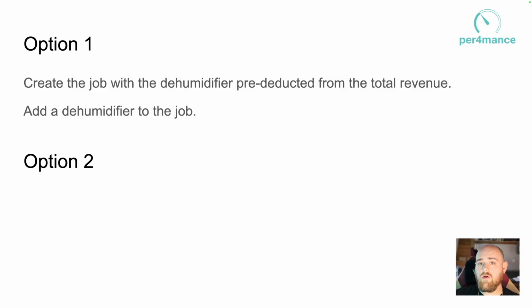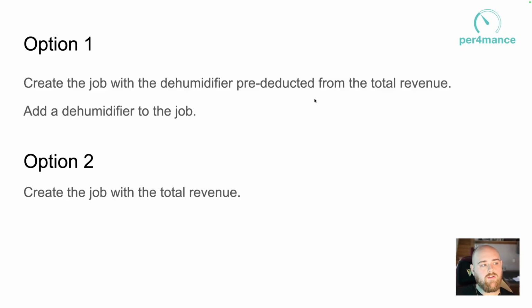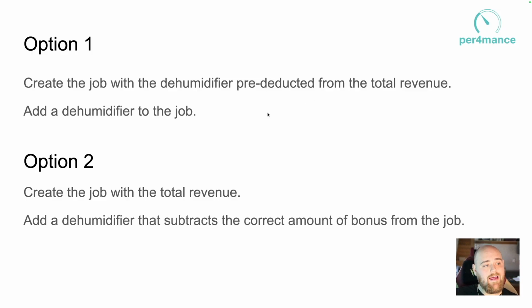In option two, we're going to work to change that, but it's a little less intuitive up front. What we're going to do is create the job with the total revenue, no math needed. We're going to add a dehumidifier that subtracts the correct amount of bonus from the job. So this is actually a negative bonus, but it's going to leave enough room for the correct amount, that $25 that we want. So let's show you how to do that.